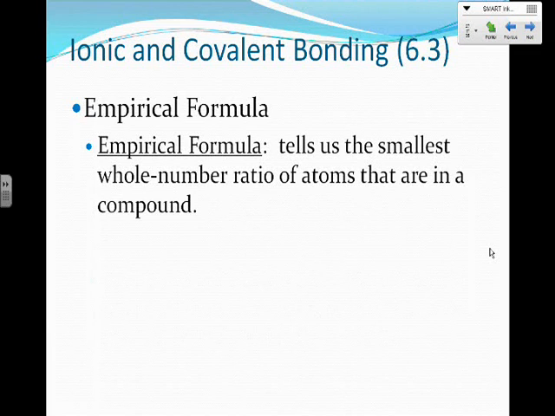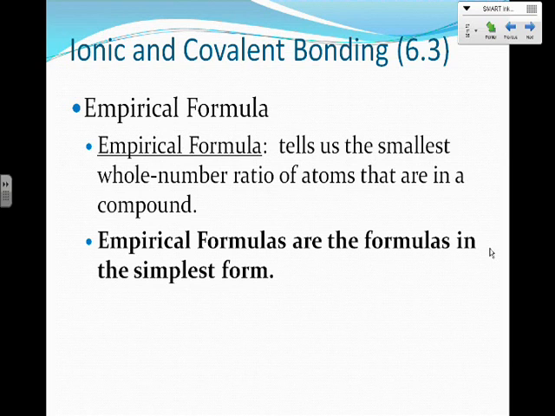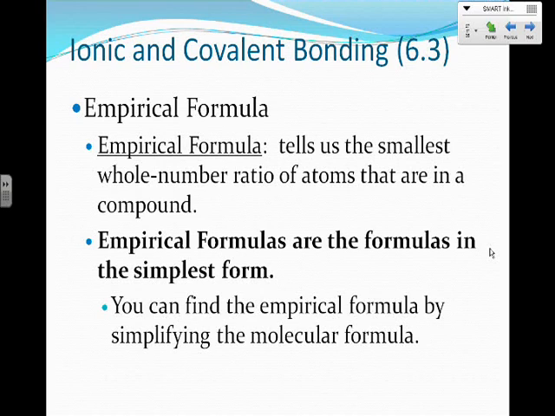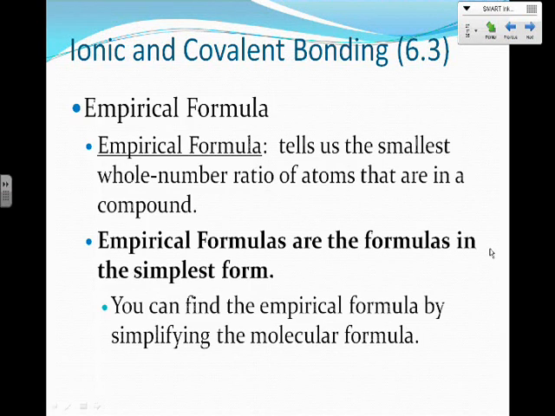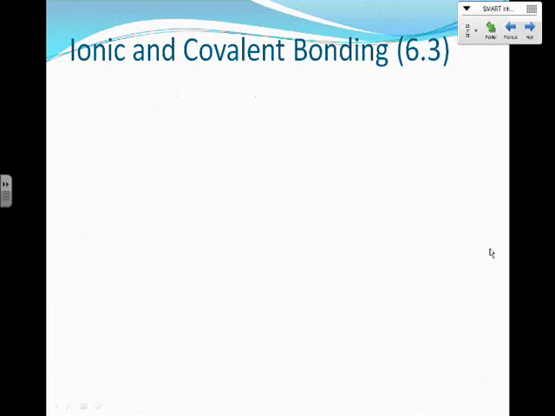Now, an empirical formula tells us the smallest whole number ratio of atoms that are in a compound. It basically simplifies the molecular formula into a more simplified form. Empirical formulas are the formulas in the simplest form, which we just talked about. And you can find the empirical formula by simplifying the molecular formula. And real quick, for empirical formulas, you actually can have the same one for different compounds because they're simplified versions.